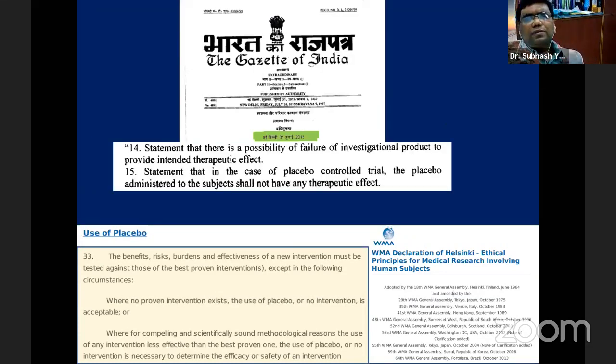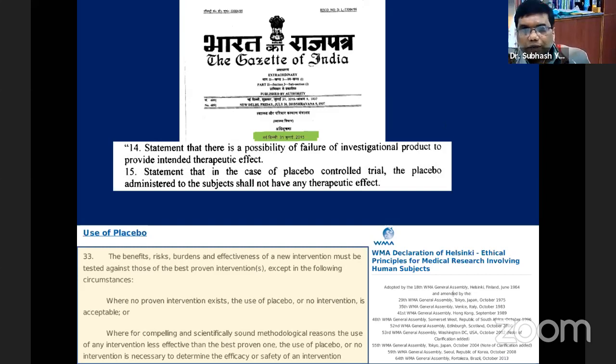From time to time the Government of India and other bodies issue some extra guideline to take care of the subject. Like in this, you can see you have to also state the possibility of the investigational product to provide the intended therapeutic effect, and the failure of the investigational product to provide the intended therapeutic effect.